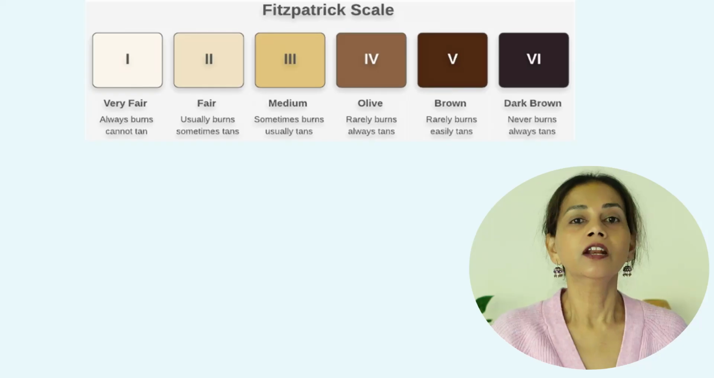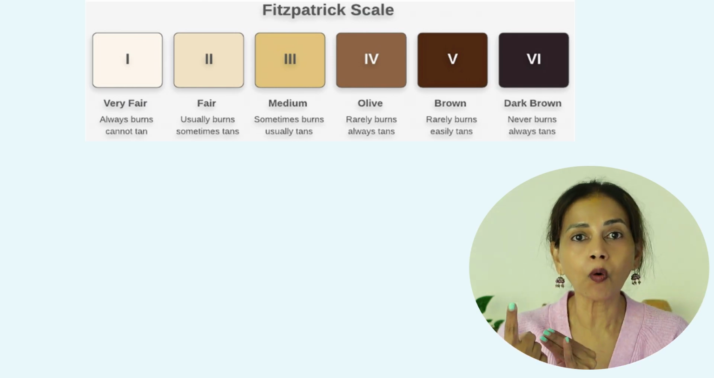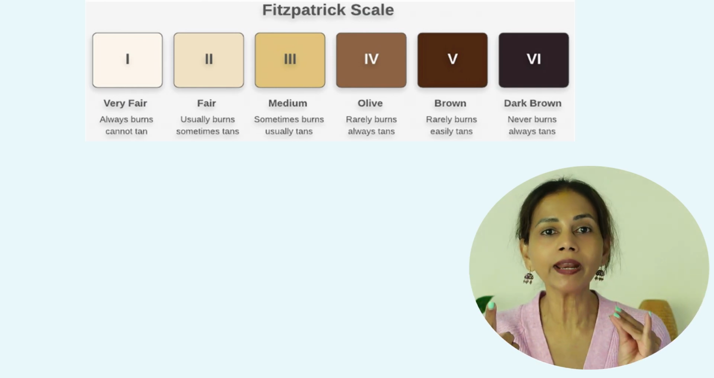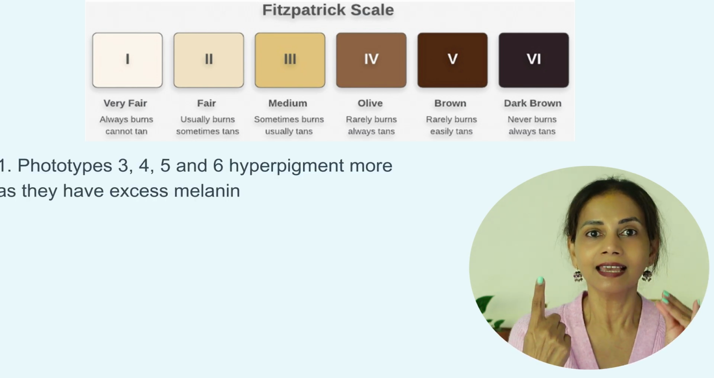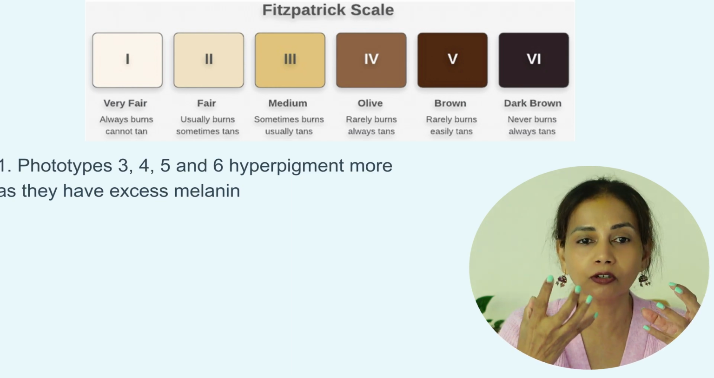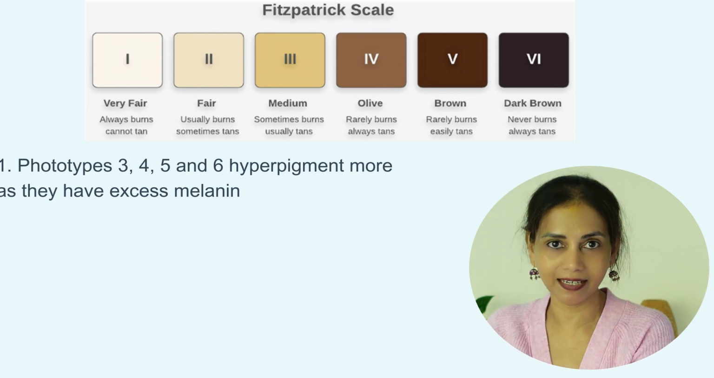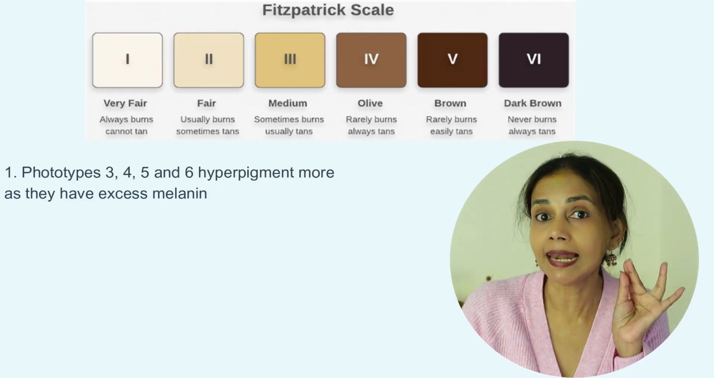There are 4 important observations I would like to make from the Fitzpatrick scale. The number 1 observation is about phototypes 3, 4, 5 and 6. They've got more melanin, so they have more tanning, less burning, and they tend to hyperpigment a lot because they've got an excess amount of melanin. That's my first observation. The second observation is that phototypes 1 and 2 have less melanin.